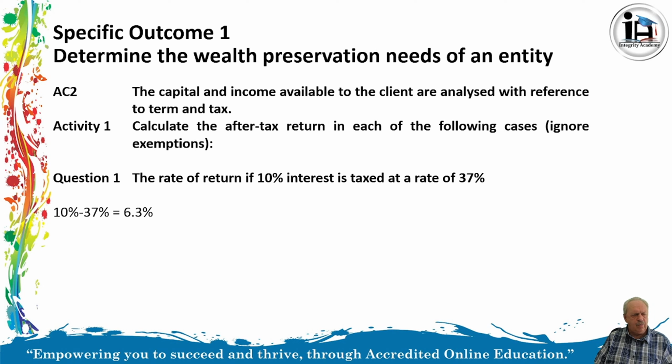In question 1, we say the rate of return that he receives is 10% interest, which is taxed at 37%. Now the question is, how much does he get of the 10%? Because it sounds like a nice interest rate, but after tax is taken into consideration, we take the 10% minus the 37% tax rate, then it only leaves him with 6.3%.